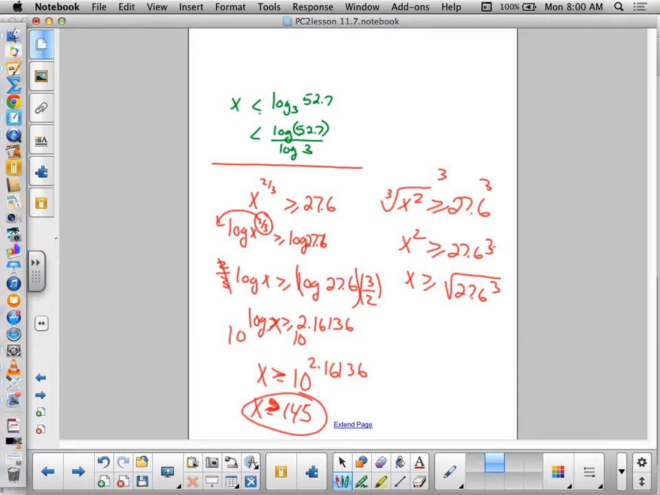One way we use logs, one way we use radicals. And if I put that in my calculator just to see, the square root of 27.6 to the third power, yep, exactly the same answer. I mean, 144.998 because of a slight rounding error.